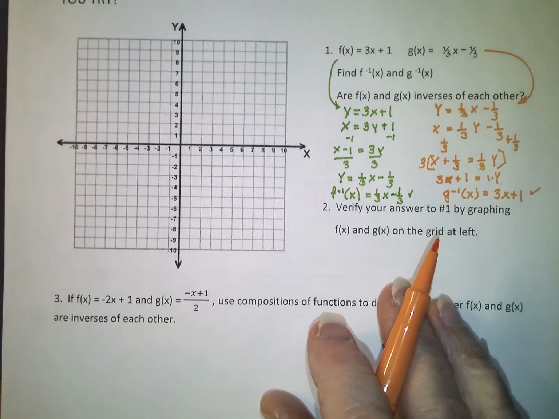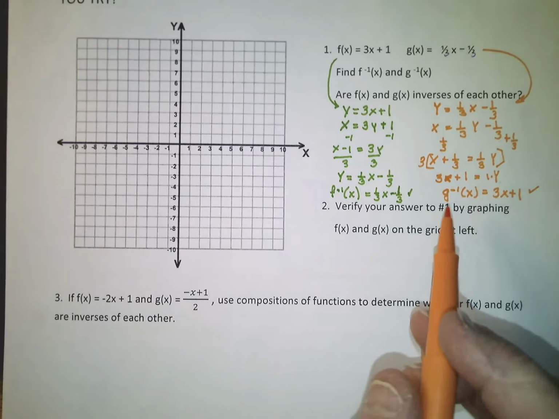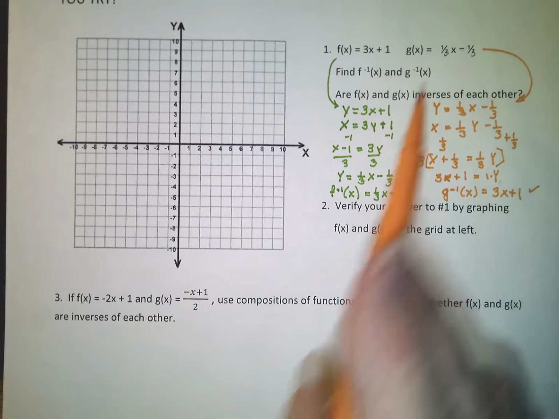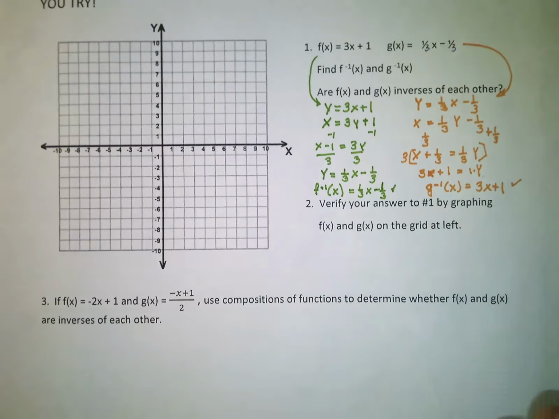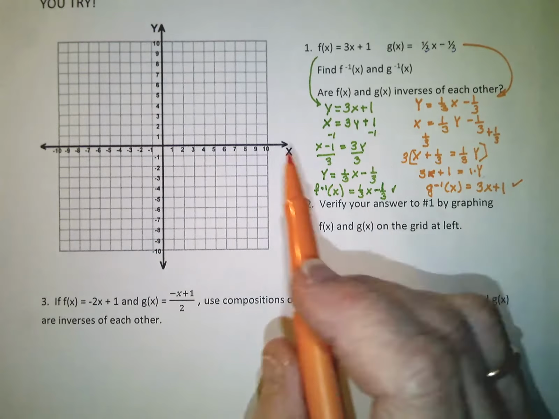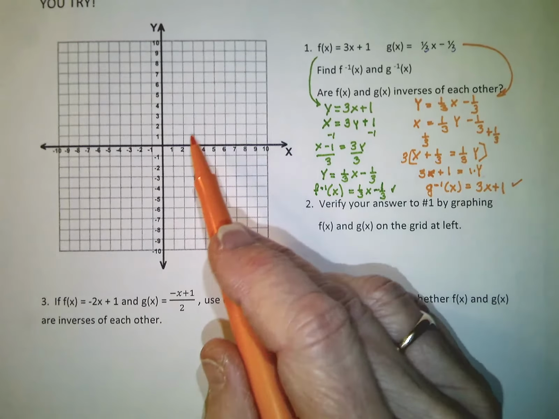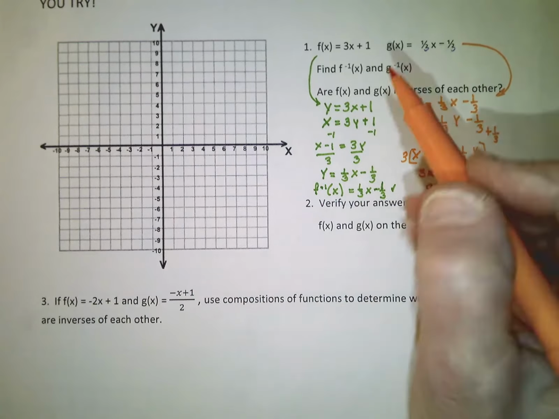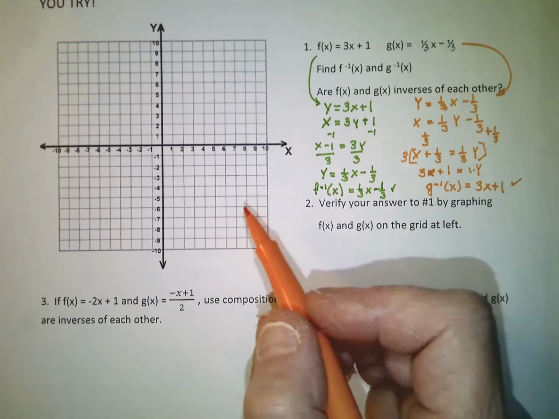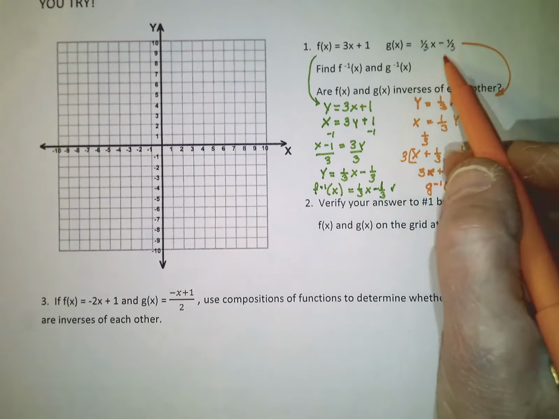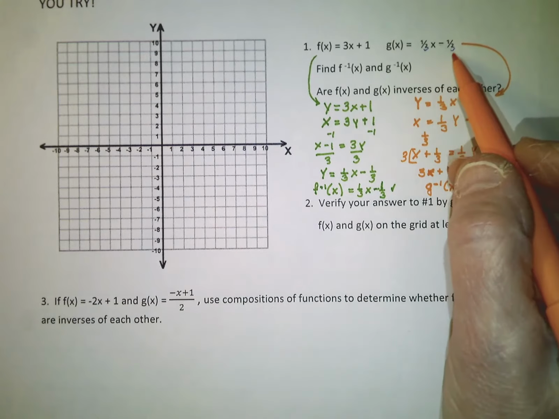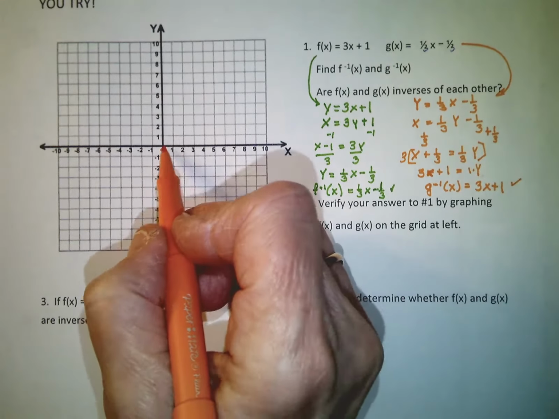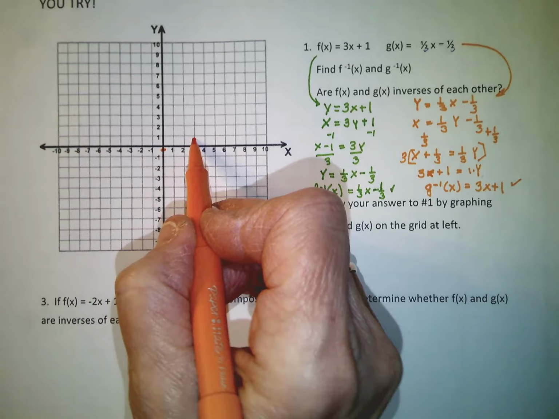So using the graph, we're going to graph each of these original functions. And if you remember, if they are true inverses, they will be reflections across the diagonal line y equals x. So since I've got the orange marker out, I'm just going to start with the original g function. So that's got a y-intercept of -1/3, slope of 1/3. So -1/3, up 1 across 3.